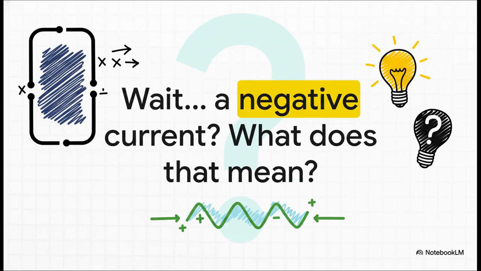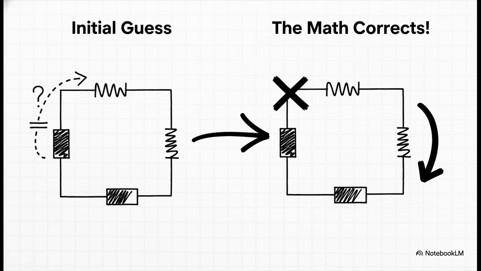You know, this is a really common point of confusion for people, but honestly, it's also one of the absolute coolest parts of this whole method. See, that negative sign? It's not an error, not at all. It's the math literally telling us something important. It's saying, hey, your initial guess for the direction of that current was backwards. The current is simply flowing in the opposite direction. Isn't that amazing? The method is self-correcting. We don't even have to guess right at the beginning. The physics just sorts it all out for us in the end.